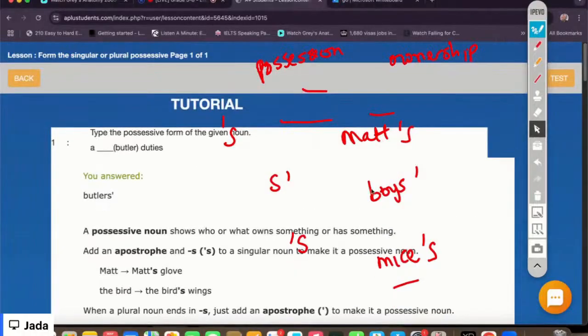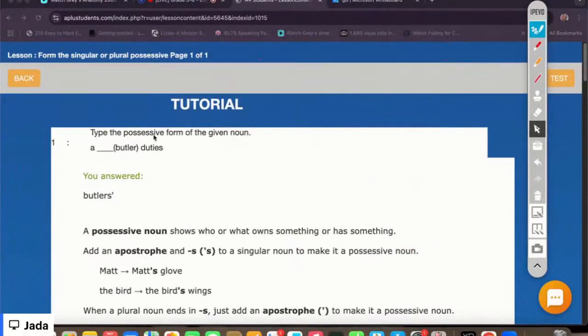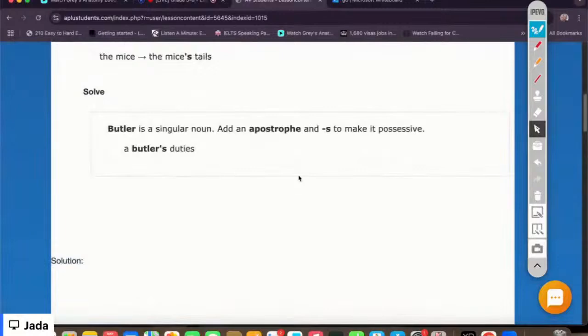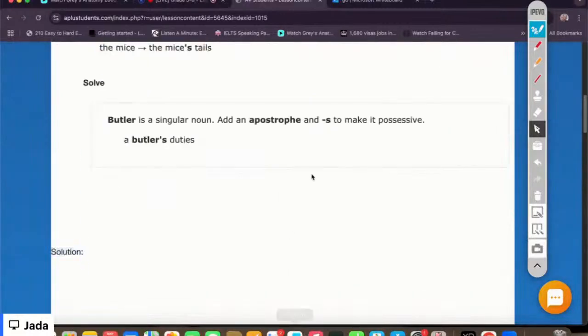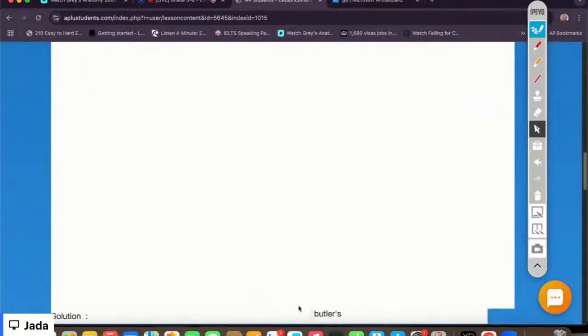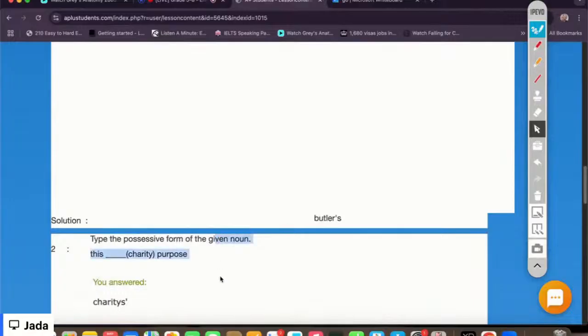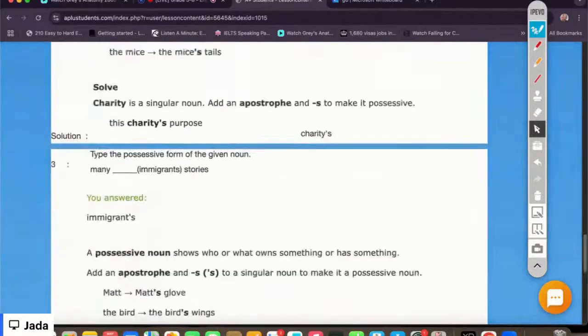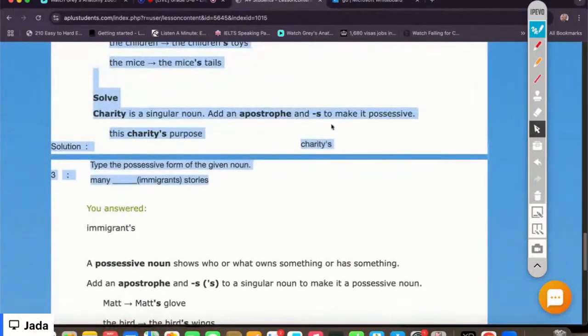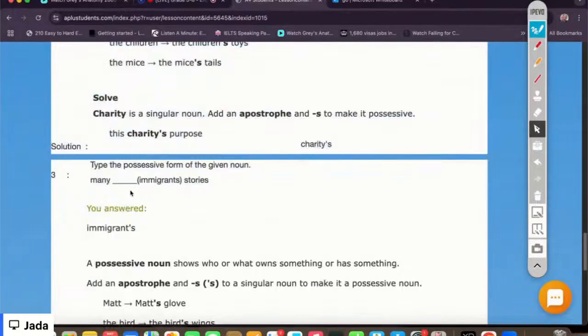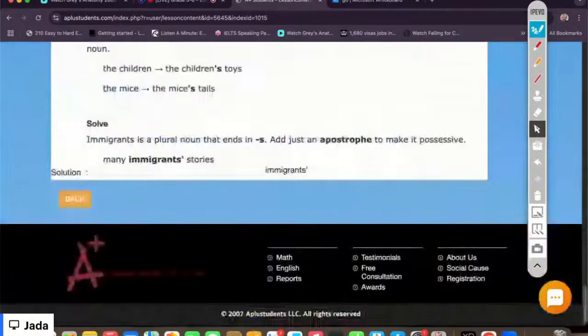So let's look at some examples. So we have type the possessive form of the given noun, a butler duty. So what's that going to be? A what? Butler's duty. So it's a singular noun, so you add your apostrophe and s. Okay. So this charity purpose. So what's that? It's going to be this charity's, like singular noun with apostrophe and s. Many immigrant stories. So immigrants is already with s. So you're going to make it plural possessive and just add apostrophe after the s.